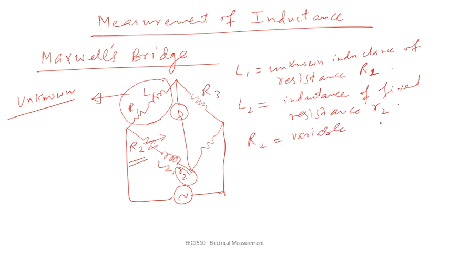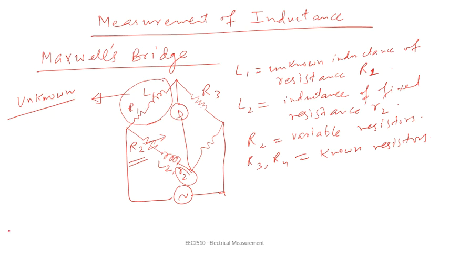So this is a variable resistance, and R3 and R4 are known resistors. That means their values are already known to us. Now we have to derive the balance condition of this bridge.